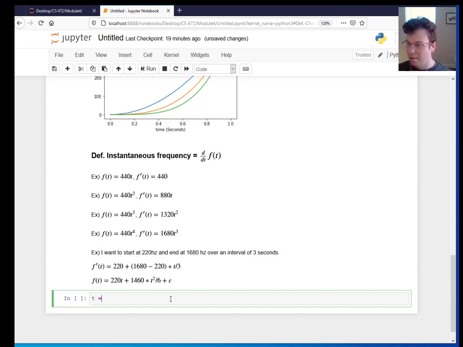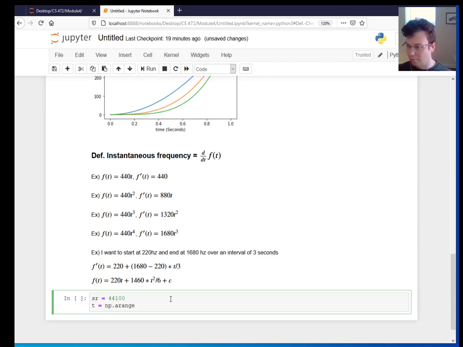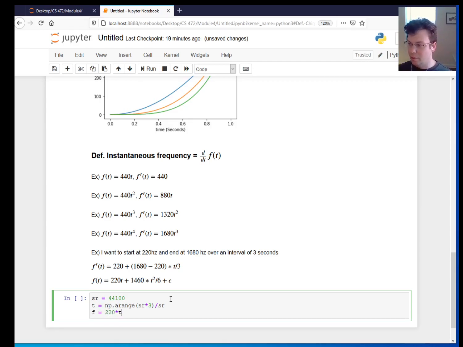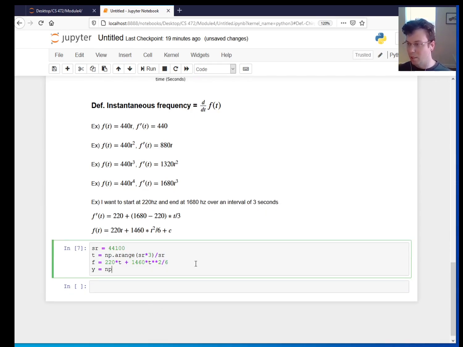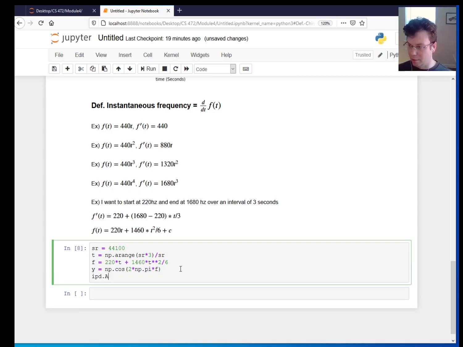So anyway, let me do this. I'll say sample rate is 44,100. T is equal to np.arange(SR times 3) over SR. And then I'll say F is equal to 220T plus 1460 times T squared over 6. Okay, so let's listen to that. And then I'll say Y is equal to cosine of 2 pi times that frequency. And then I'll say IPD.audio, Y, rate equals SR.